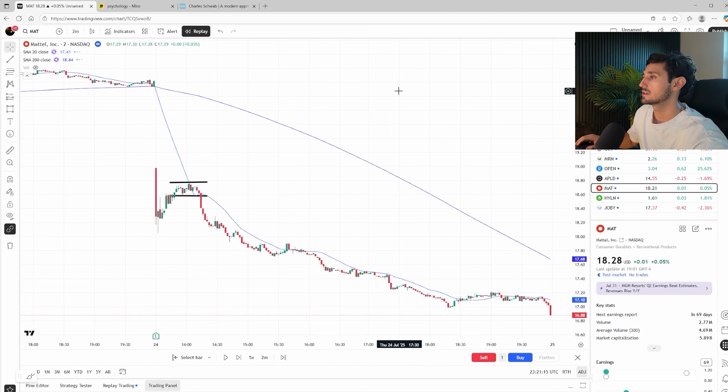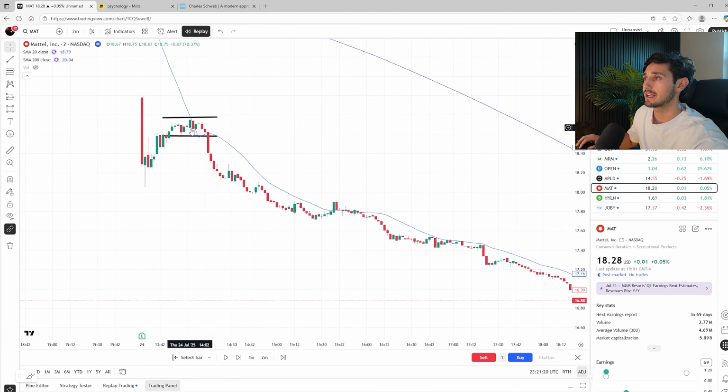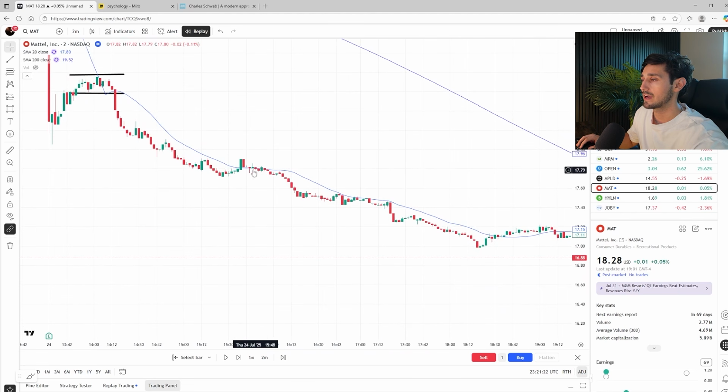If we look at the 2, let's see if we have any setups. On the 2, we actually have a bunch of setups, right? If you didn't catch this, right here we have kind of a breakdown.